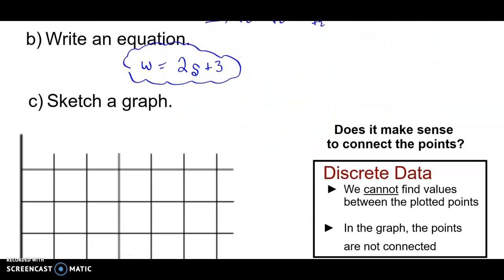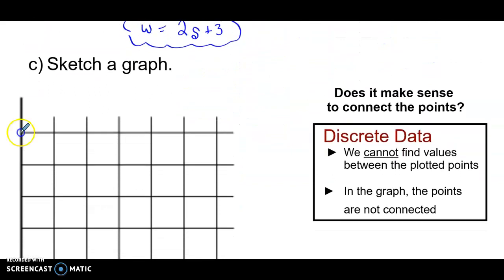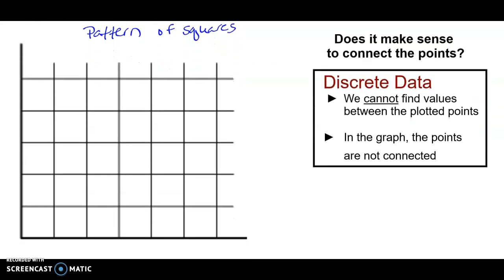The next thing we can ask you to do is sketch a graph. Once again, we need a title. It doesn't have to be fancy. Pattern of squares is fine. We should also label each axis. So remember, this is our independent axis. This is our dependent axis.